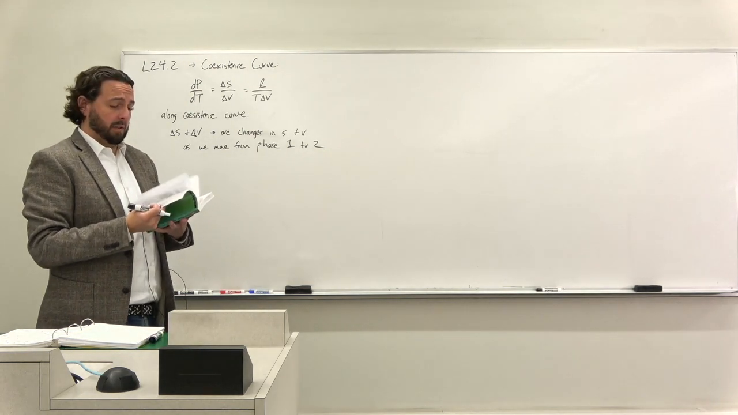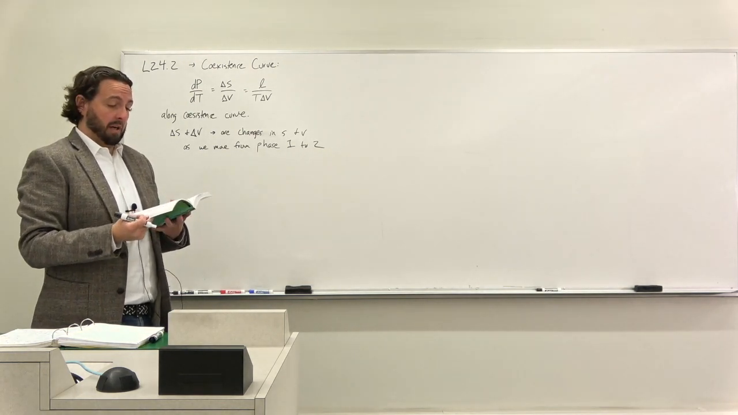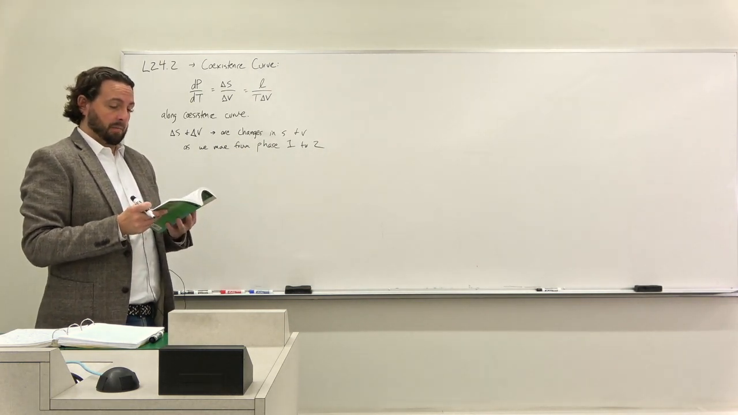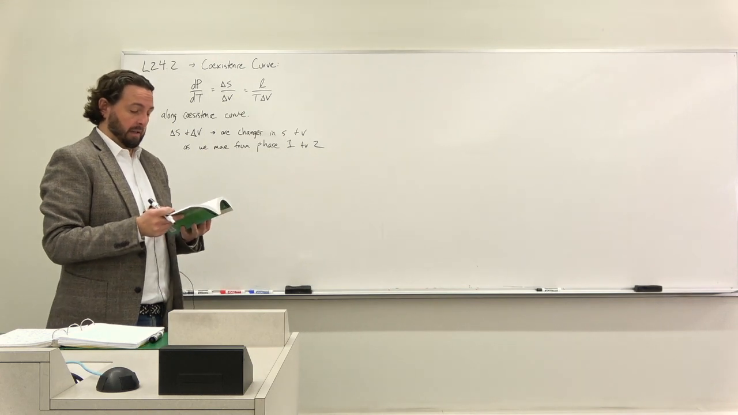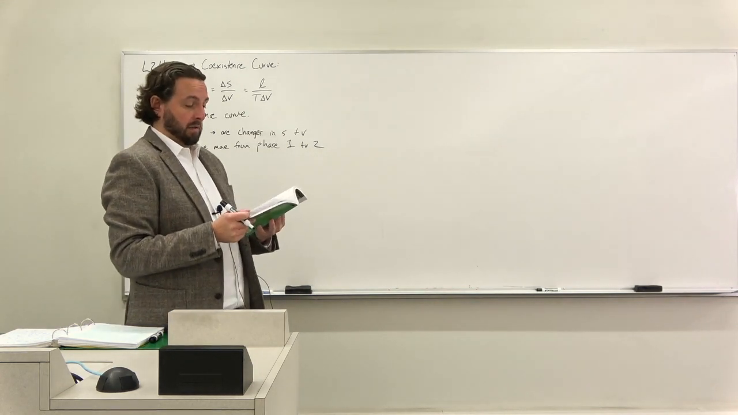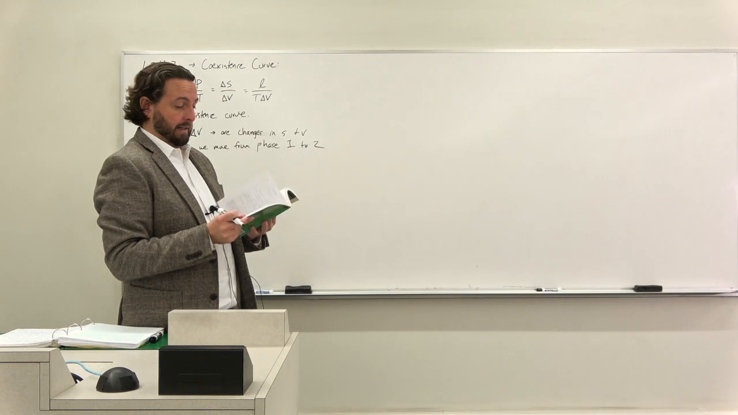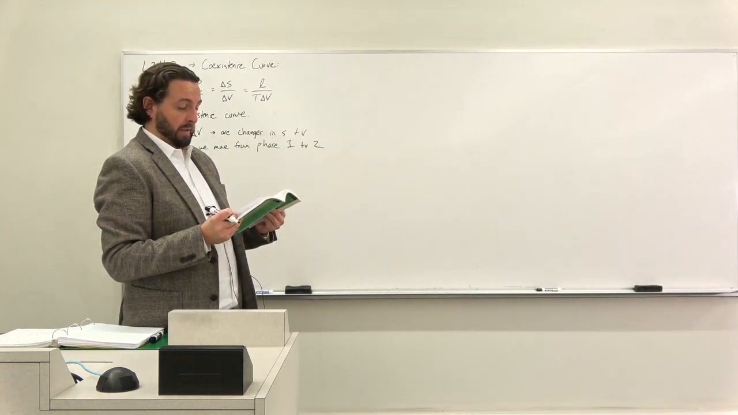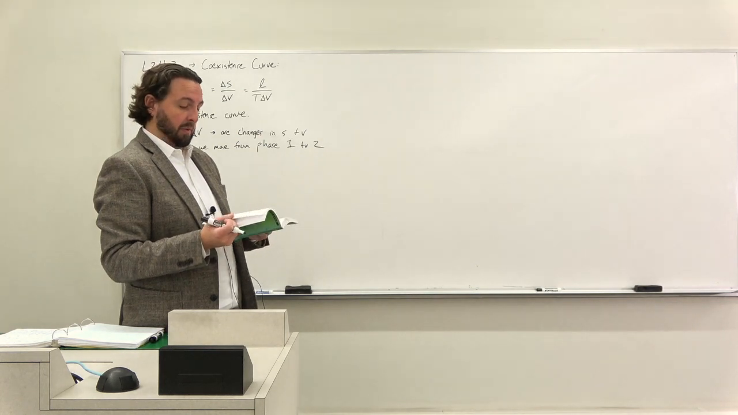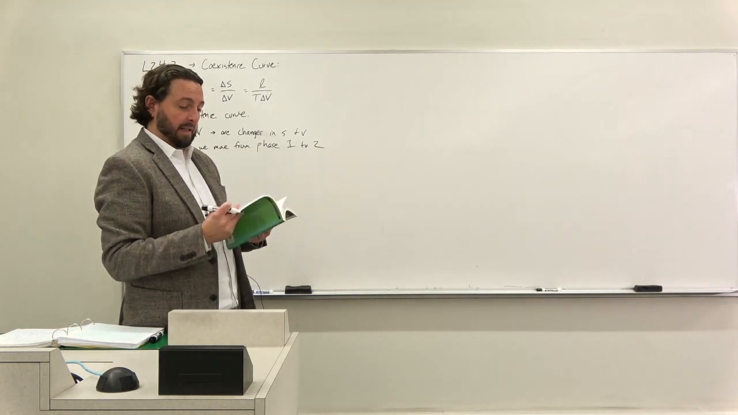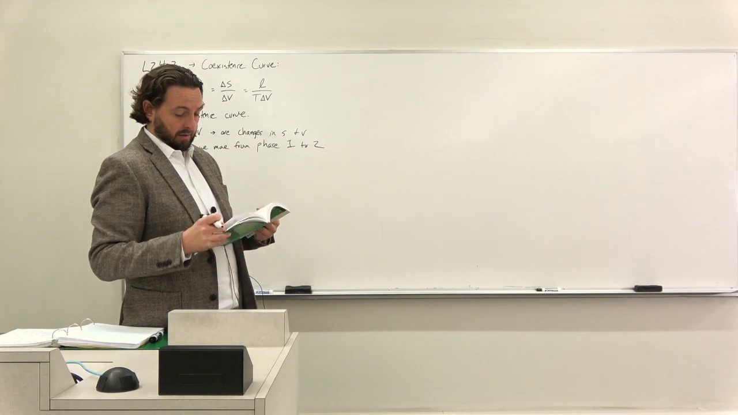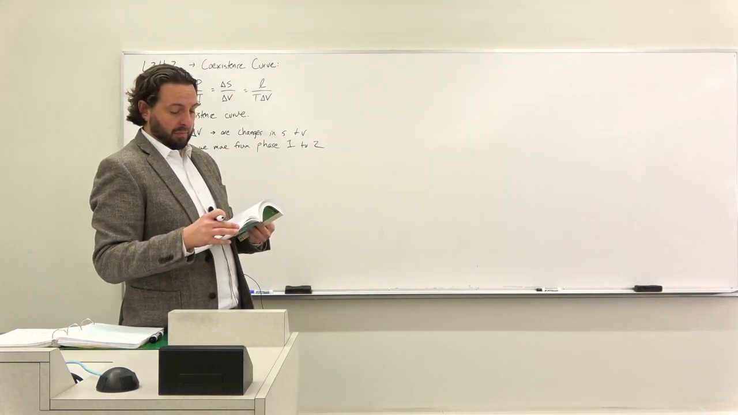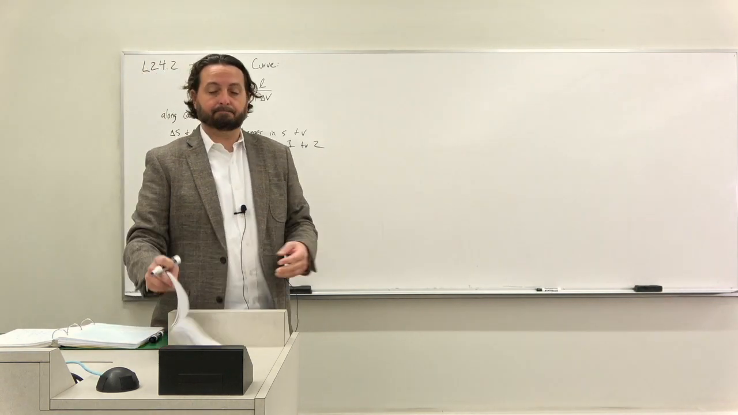By the way, if you're following along in the book, this is chapter 9. We did 9.2 a few days ago. 9.3, 9.4 was last lecture, deriving the Clausius-Clapeyron. And to some extent, we're doing 9.5 and 9.6 in this one.